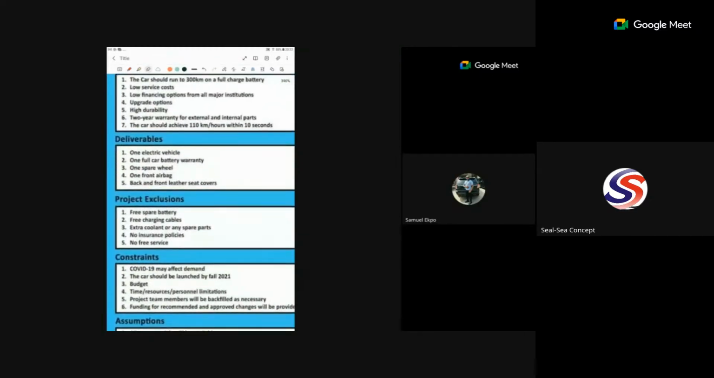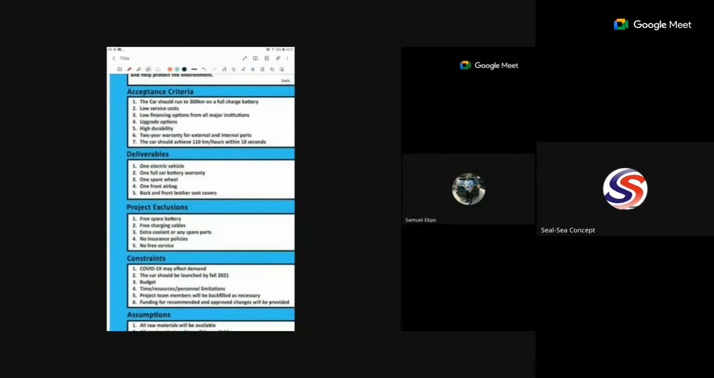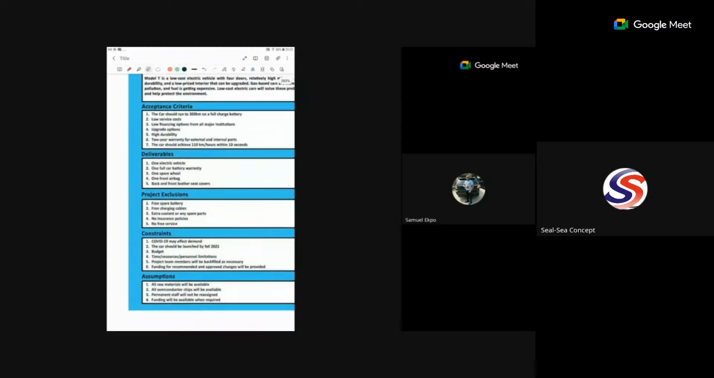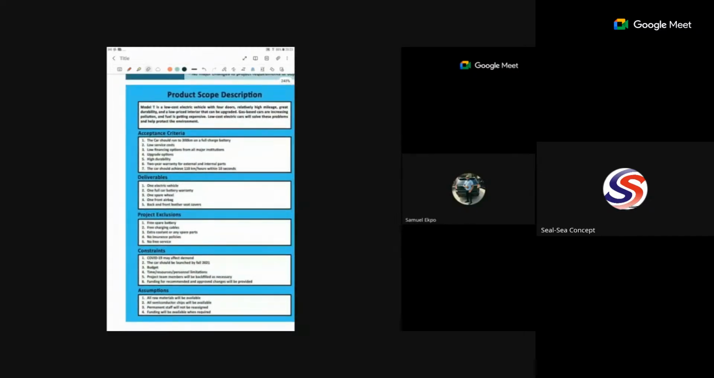That is, what are the milestones? What are the phases of this project? One electric vehicle, once you finish one, you should deliver it. Let them inspect it. One full car battery warranty, one spare wheel, one front airbag, back and front. So this is a sample. You can see project exclusions: free spare battery, free charging cables, extra coolant. So this is a kind of project, and this is what we call a scope statement.